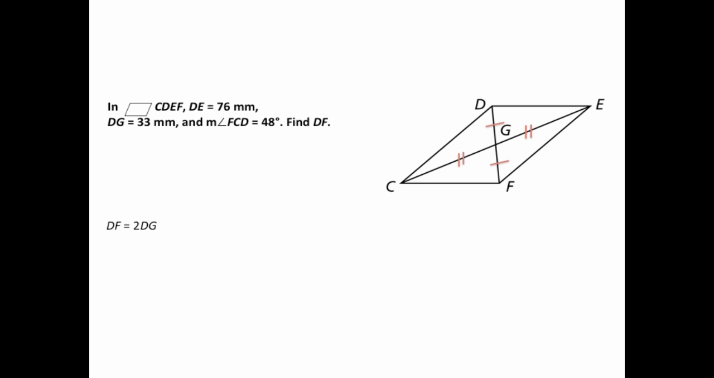So since DF equals 2 DG, and we already know from the given information that DG is 33 millimeters, we'll be able to plug in. So we have DF is equal to 2 times 33. That's just substituting 33 for the DG. So DF is equal to 66, and all of this was made possible by the fact that in a parallelogram the diagonals bisect each other. That's our theorem 6.5. So they will always split each diagonal into two equal parts.